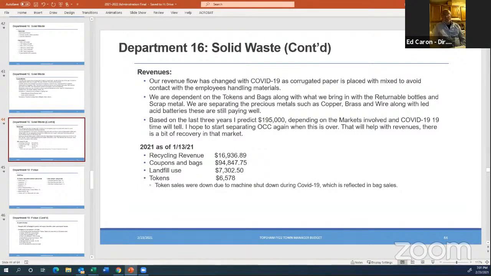I will say at this point, though, we are saving those rolls of bags and reusing them. We're putting those back into order. It's only the individual bags that we do cut out.